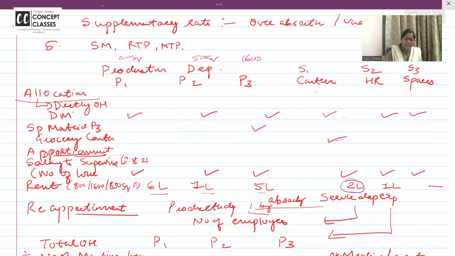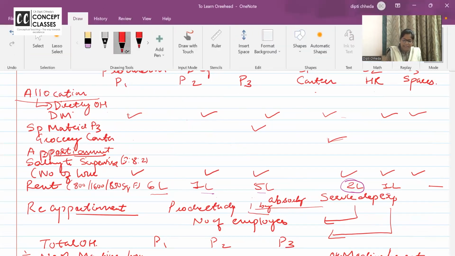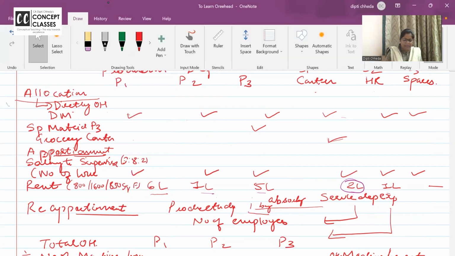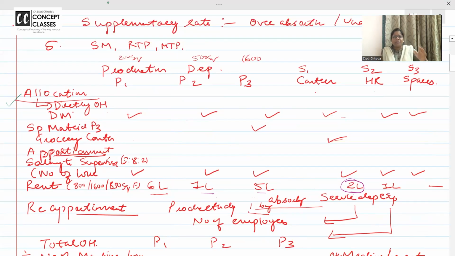Now, what is allocation, dear students? Look at the screen and tell me, is it clear what allocation is? Allocation is expenditure which is directly allocated to that department. This expense belongs to this department. For example, we are getting groceries; that is the canteen's expense. We are recruiting workers; that is HR's expense. We are getting material; that is for P1, P2, P3, specific material. So allocation means directly allocating the expense to that department.